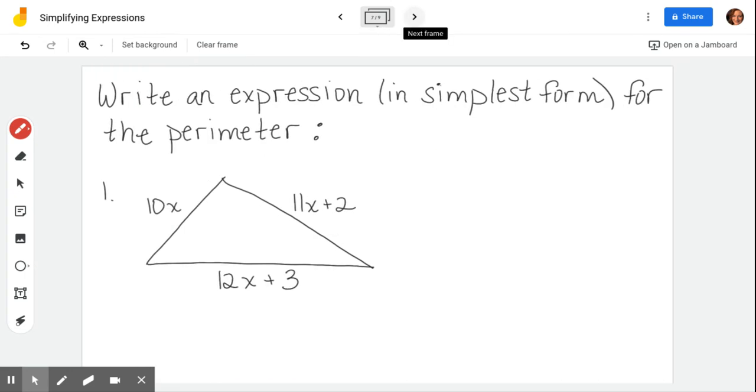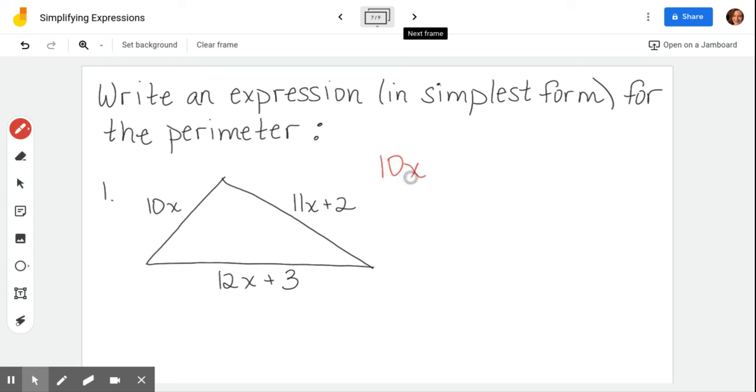The last thing that I want to teach you how to do in this video is really what we were just doing. There's going to be some problems in your homework where you'll see figures and it'll say write an expression in simplest form for the perimeter. Perimeter just means add up all the sides, right? So it's like writing out all those terms and then just putting your like terms together. You can literally write all this out if you want.